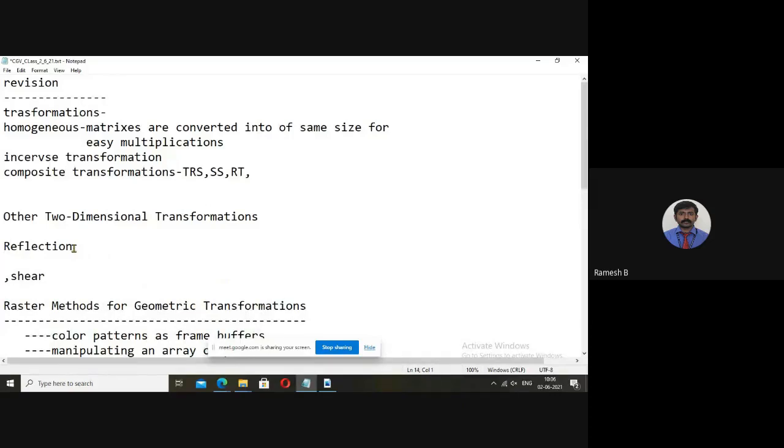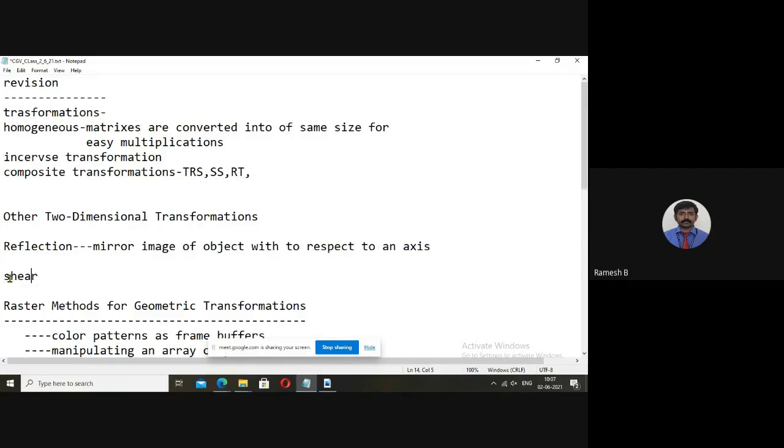Reflection means it gives you the mirror image of an object with respect to an axis. That's what reflection is.